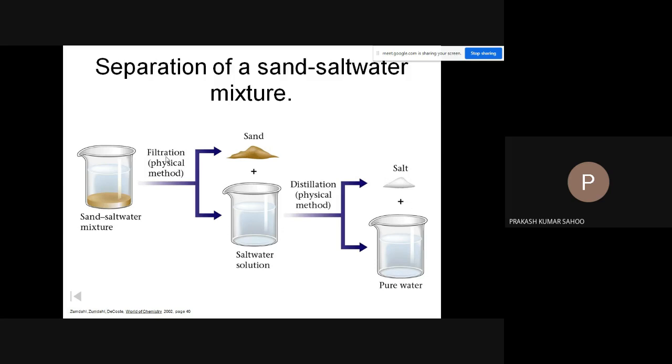So by filtration or decantation, followed by distillation, we will get the three components, that is, the solid sand, the salt, and pure water.